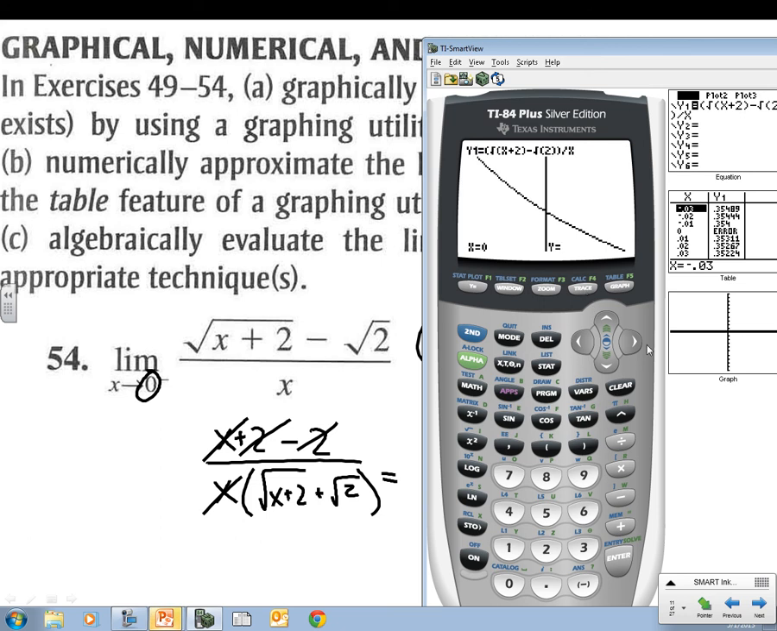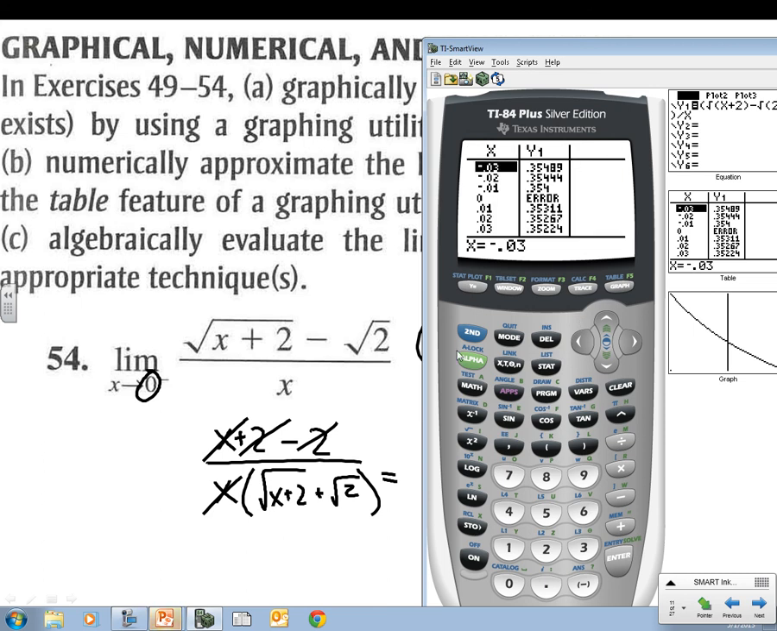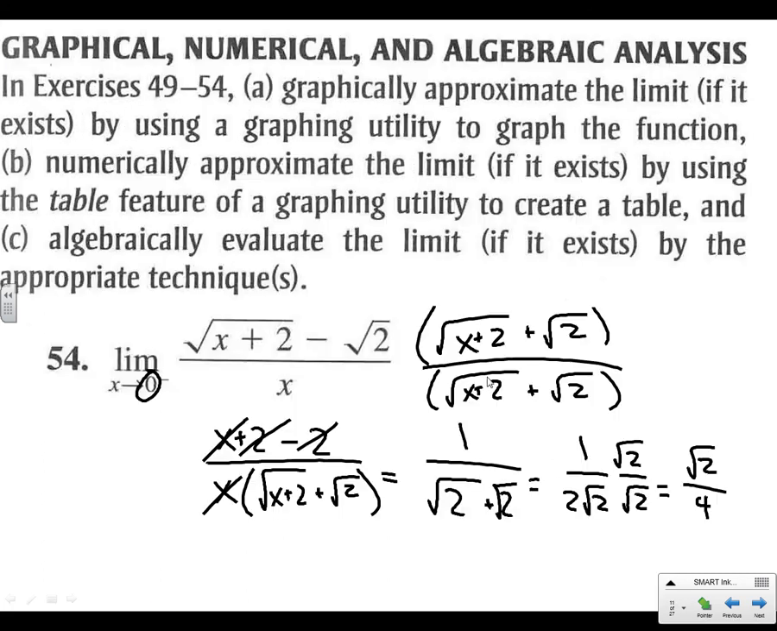And let's go to the trace. X is 0, we don't have a y value, we know that. Let's go a little bit to the left. 0.35, again, that's what we're looking for. So it's verified 3 ways: graphically, with the table, and also algebraically here. 3 ways we can confirm our answer.